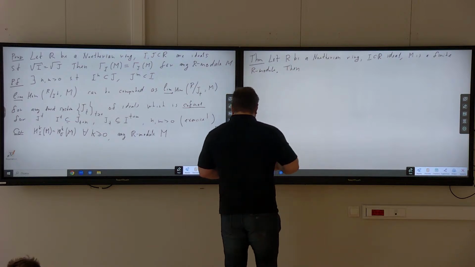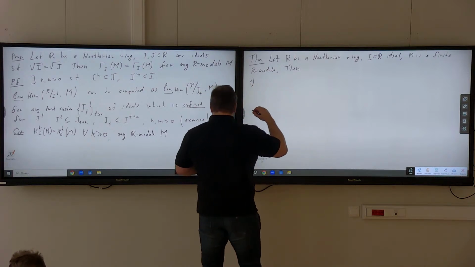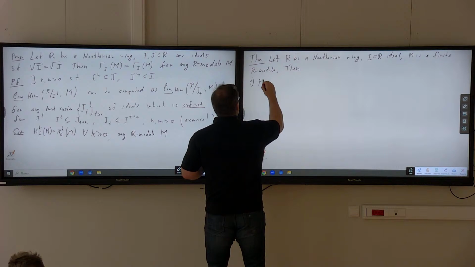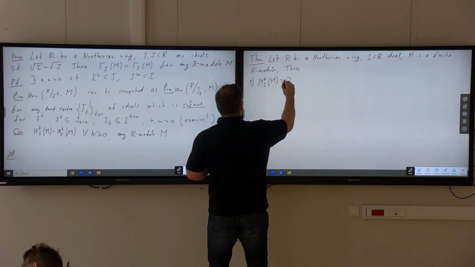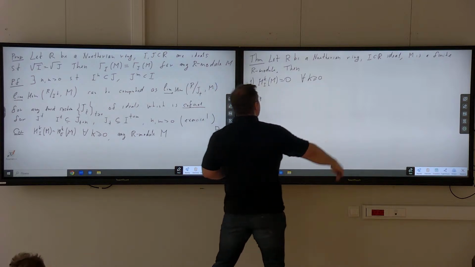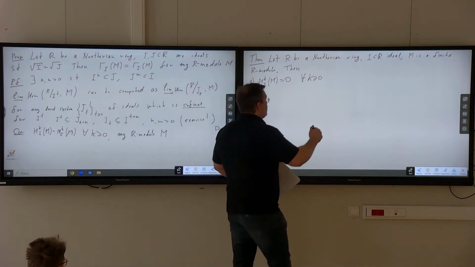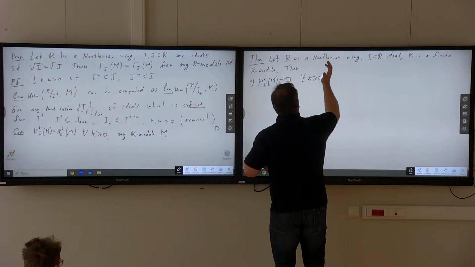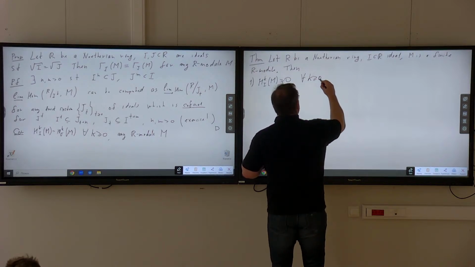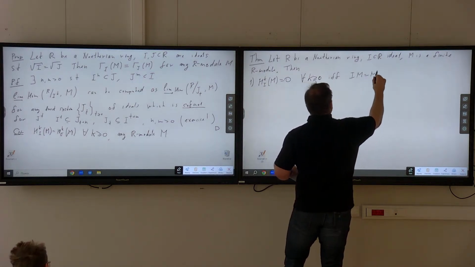Then, okay, two conclusions. First, the local homology are zero for any k, including k equal to 0, so they're all trivial. This happens if and only if Im is equal to M.